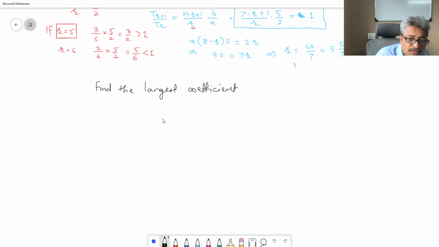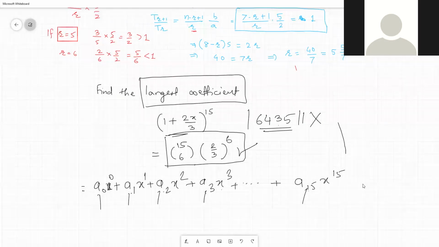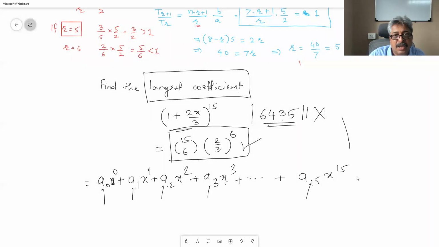In the expansion of (1 plus 2x by 3) raised to 15, you are supposed to find the largest coefficient. Okay, I am coming in 4 minutes. So let us solve it, no problem, because this is the second problem after we developed the formula. And what is the formula that we have? (n minus r plus 1) upon r. Let us do it. Pay attention.